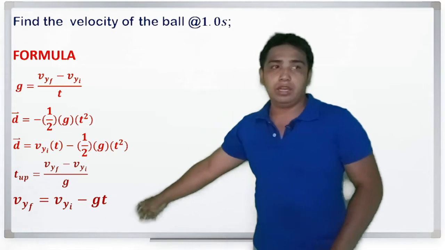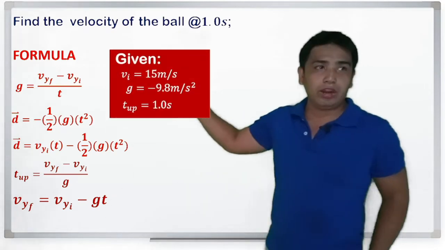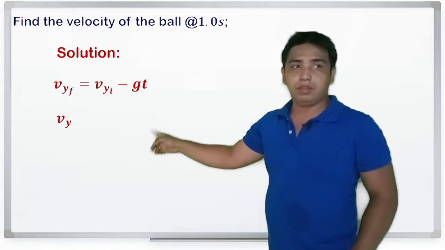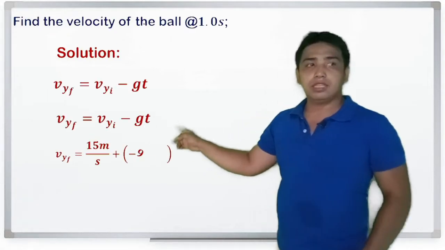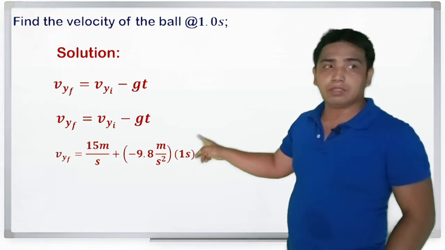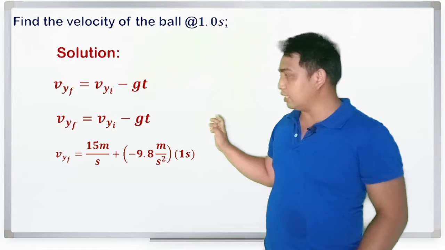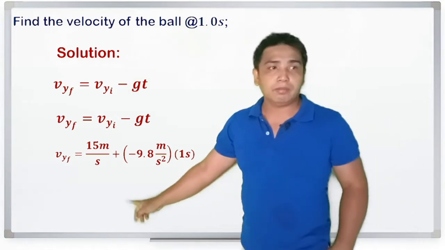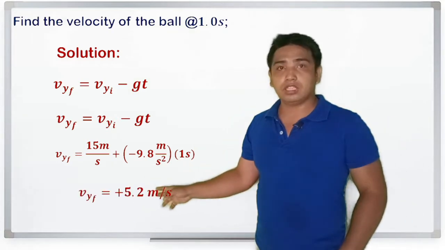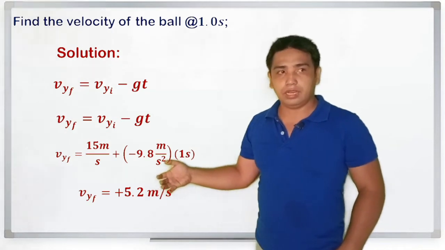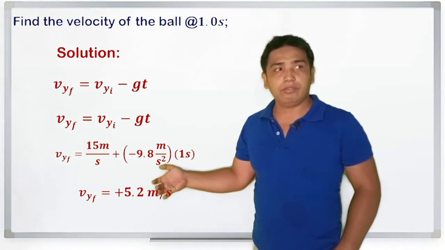So we're going to take this and put it right here, and then substitute. Vyf equals 15 meters per second minus 9.8 meters per second squared times the value of time, which is 1 second. Plugging this in and solving will give us positive 5.2 meters per second. So here is what we have found out.